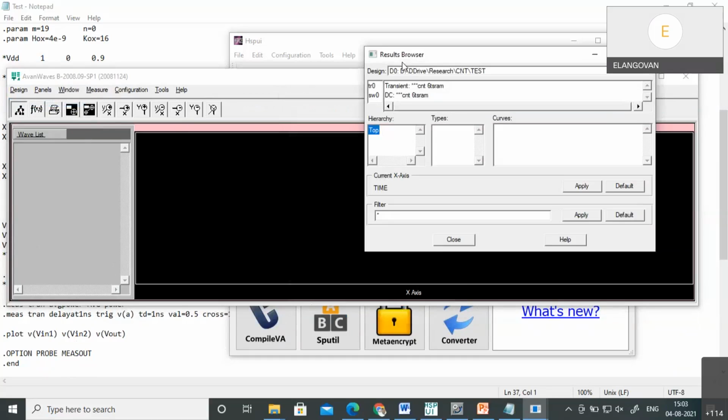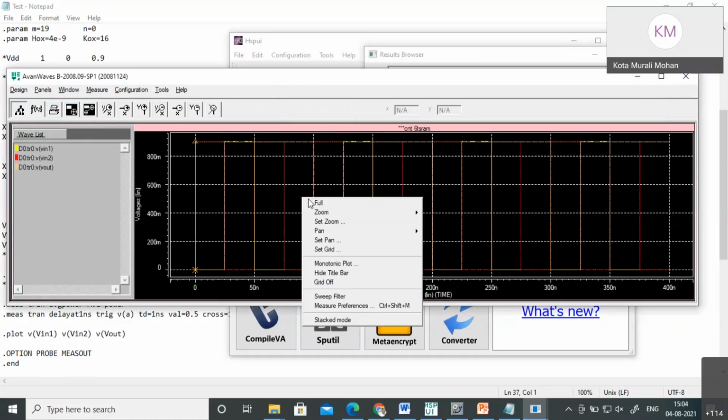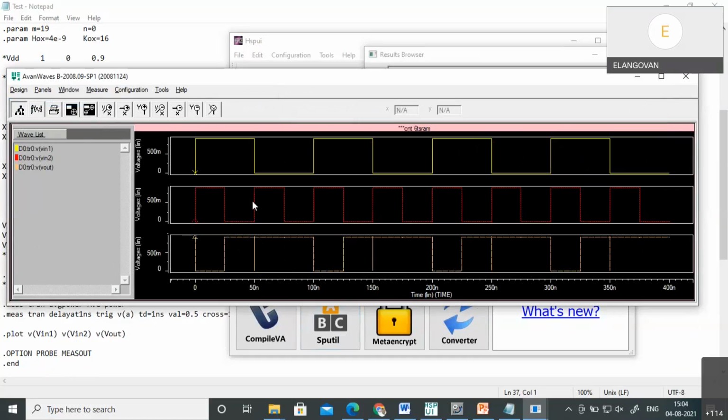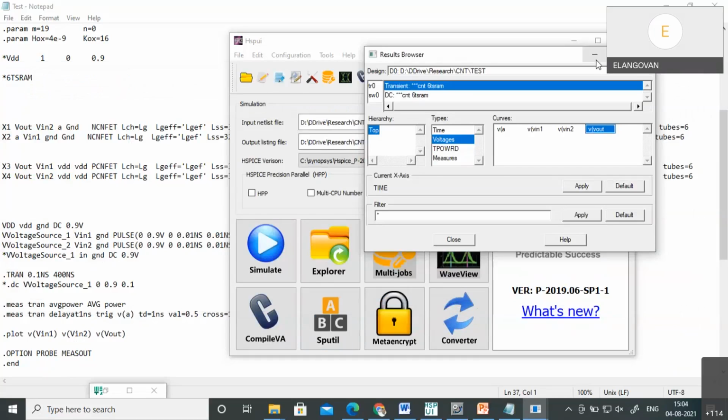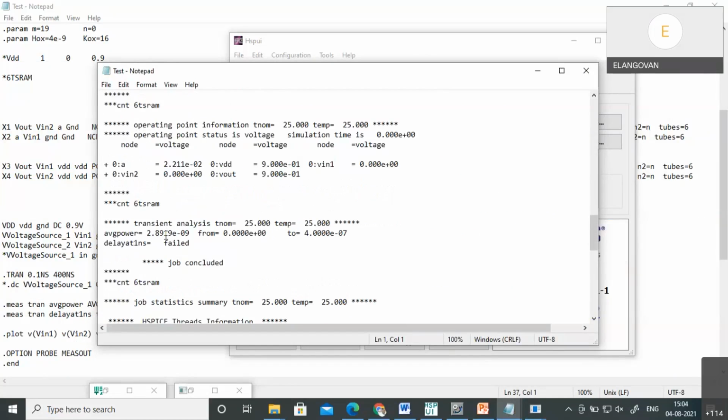So I'm checking my functionality. V in packed mode. So again, it meets the functionality. So let me check the power. Already we had 3 nanowatts. Now a little bit of change, right? Can you see? Yeah, so a little bit of variation, or it's decreasing.